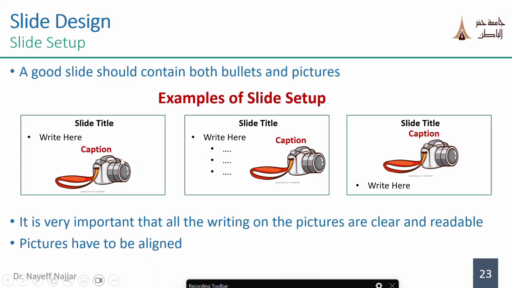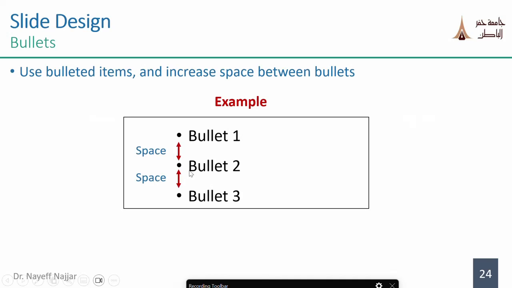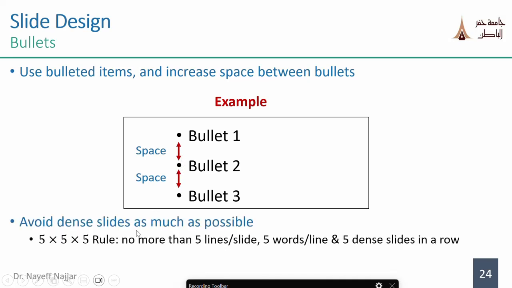Pictures have to be aligned to each other. If you have several pictures, they have to be on the same line or the same column. Organization and shape is very important, so you have to pay attention to these things. If you have bullets in your presentation, the bullets have to be properly spaced. You cannot have the bullets next to each other. This space makes it more legible for people.